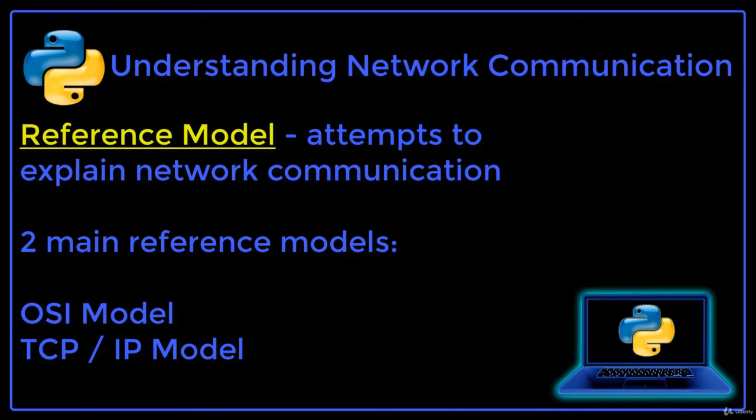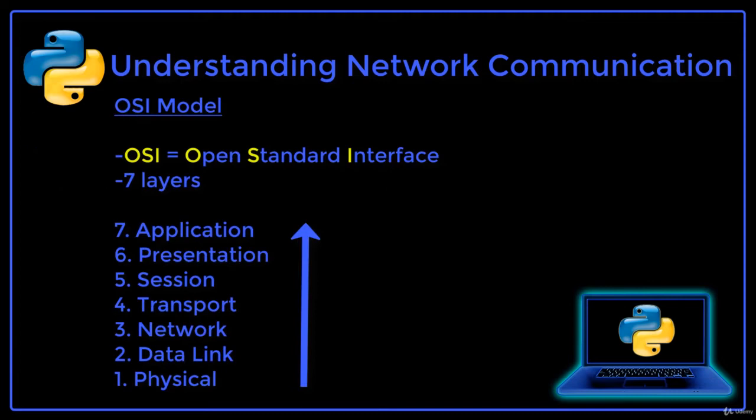There is a concept called a reference model. Basically, the internet is invisible, right? We can't see each different piece right in front of us, but we don't need to in order to understand what is happening. A reference model attempts to give an explanation of network communication. There are two main reference models used in network communication, the OSI model and the TCP/IP model. Let's learn about the OSI model first.